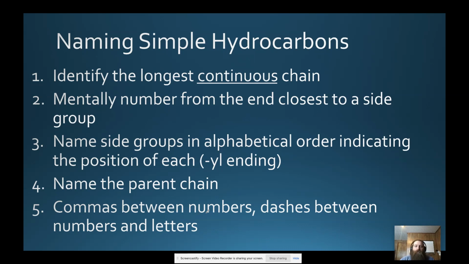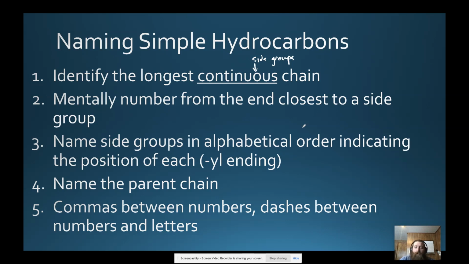Now, when we name simple hydrocarbons, there are pretty simple rules, all right? The first thing we have to do is identify the longest continuous chain. And this is important because up to this point, we haven't talked about side groups, all right? Life would be pretty dull if there were no side groups on organic molecules. So we have to identify the longest continuous chain, and then we'll figure out a way to name the side groups in a moment. We're going to number from the end closest to a side group. That way our side groups have the smallest possible numbers that they can have.